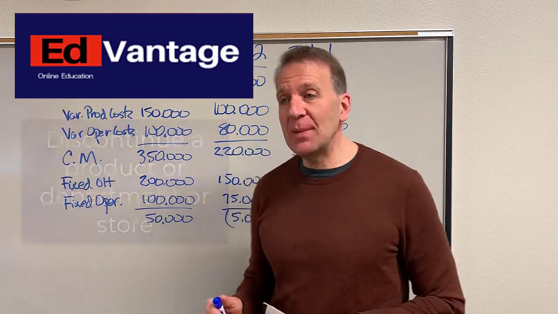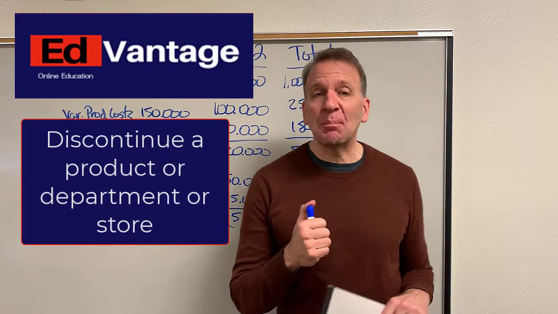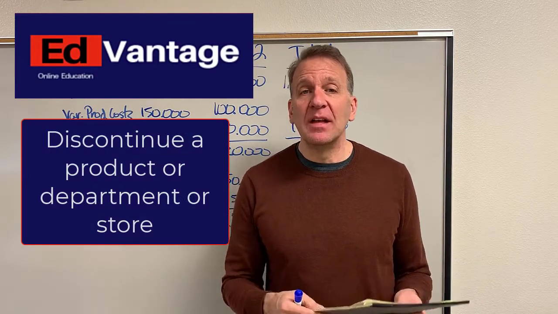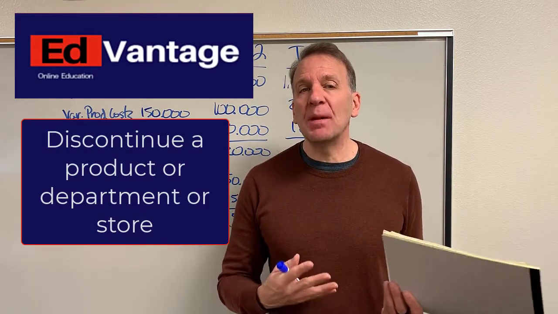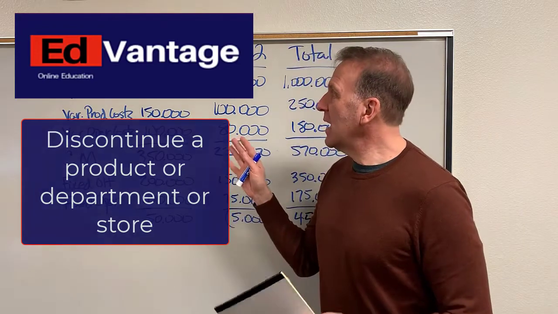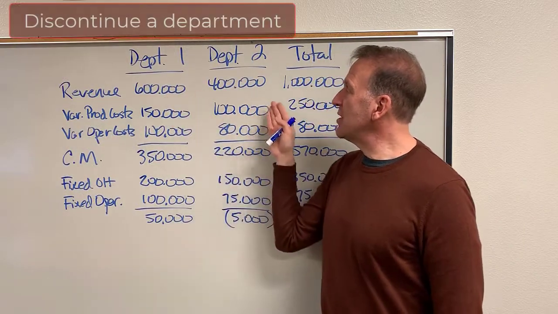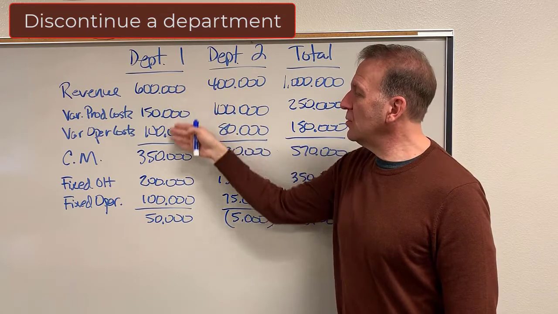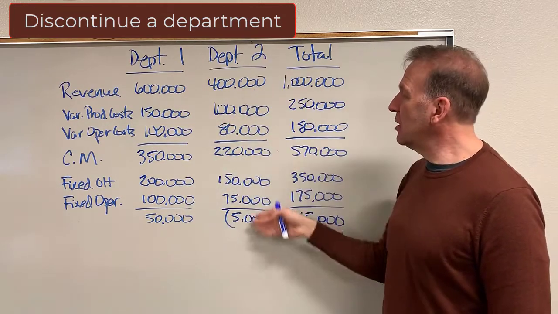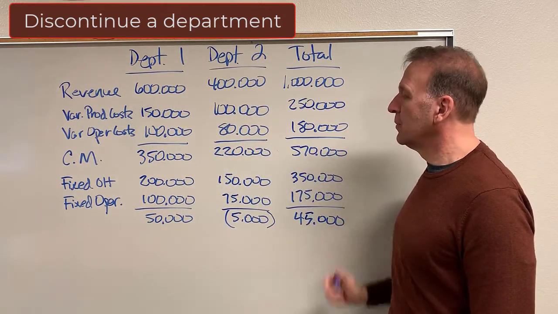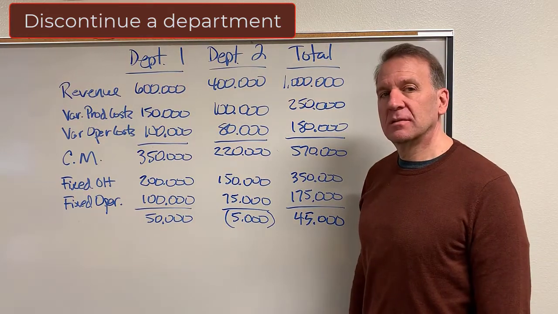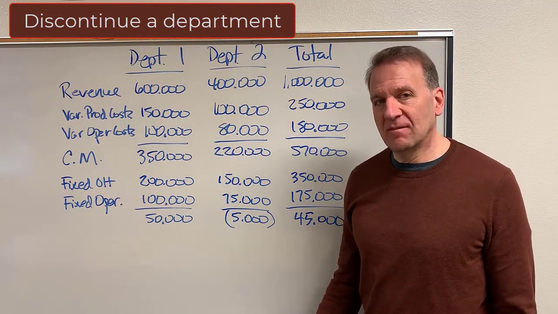In today's lecture, we're going to be looking at discontinuing a product line or a department, discontinuing something within a business. Now, I've got an example here where we've got two different departments. So I've got the revenues and expenses for two departments and then the total. So take a look at this. What do you see here?